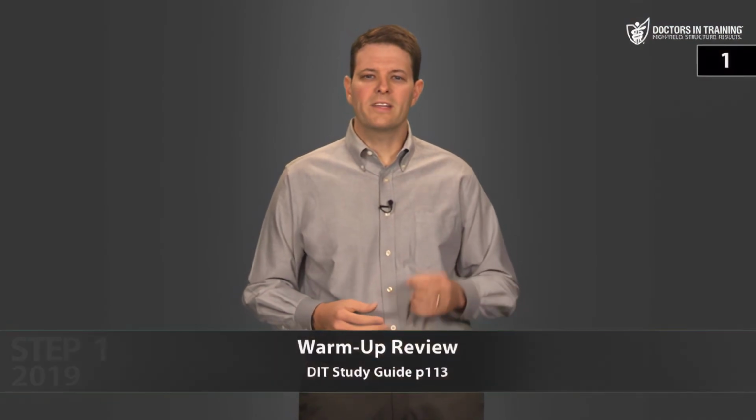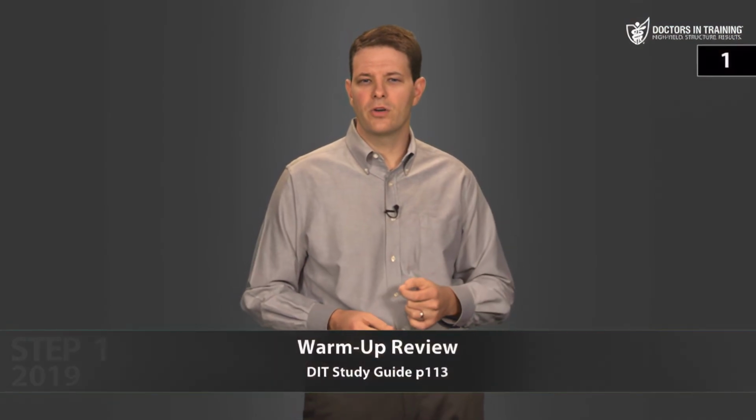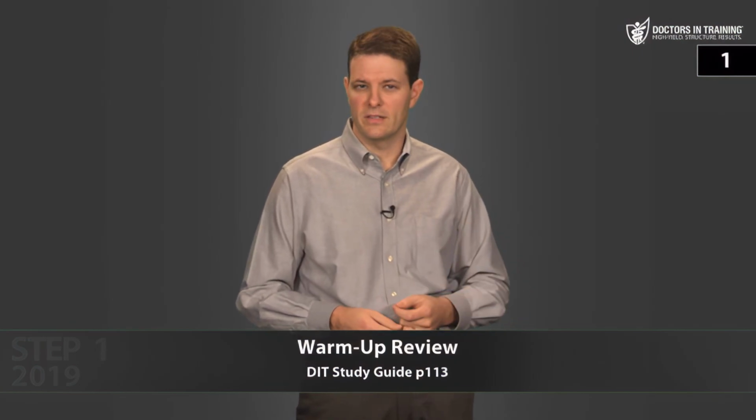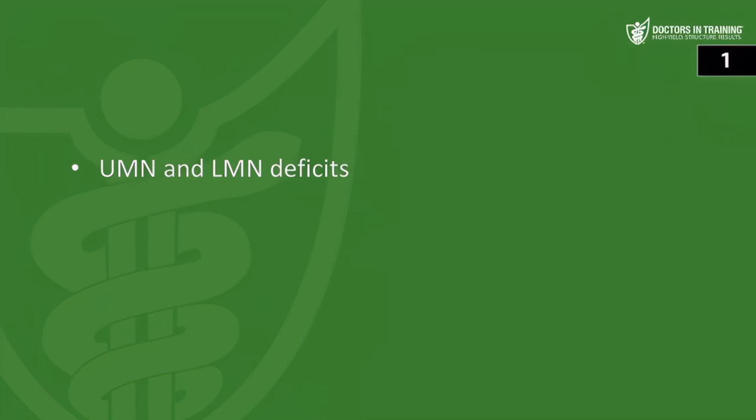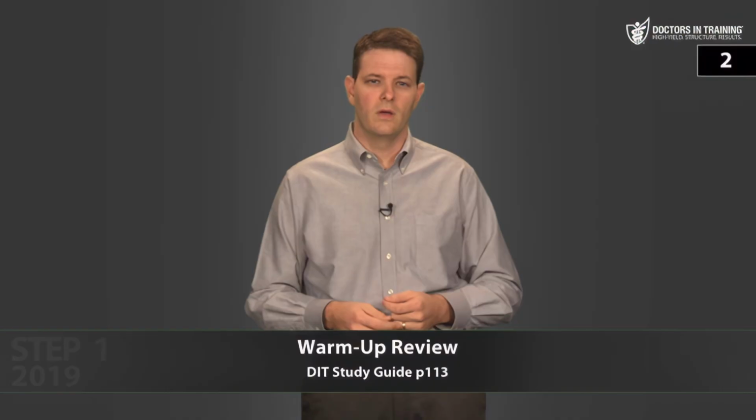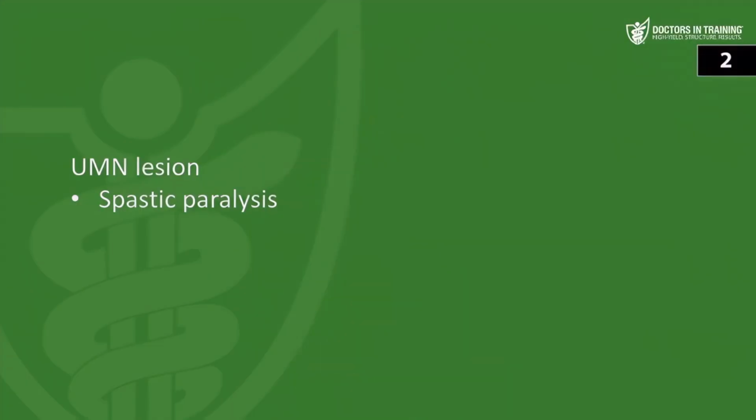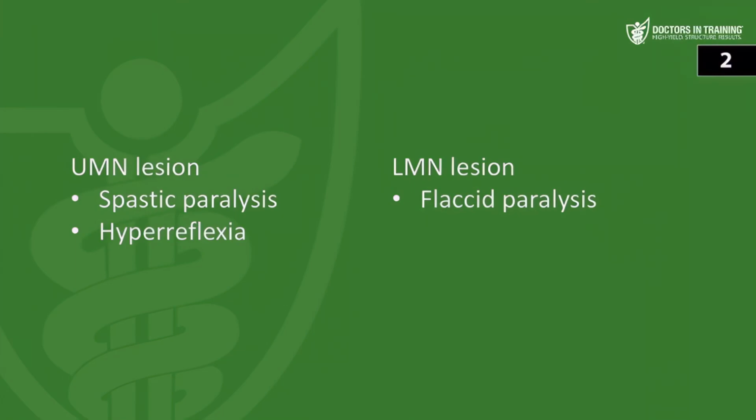Let's go through the answers to the warm-up review. First question, what's the classic presentation of amyotrophic lateral sclerosis, or ALS, sometimes known as Lou Gehrig's disease? Well, ALS causes both upper and lower motor neuron deficits with no sensory deficits. And then the last question, what are the classic signs of an upper motor neuron lesion? So with an upper motor neuron lesion, you're going to see spastic paralysis and hyperreflexia. And then with a lower motor neuron lesion, you're going to see flaccid paralysis, muscle atrophy, and fasciculations.